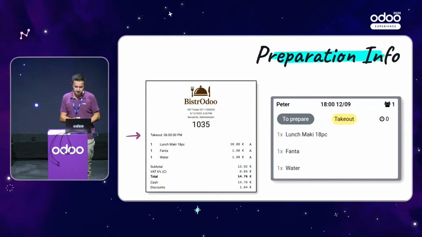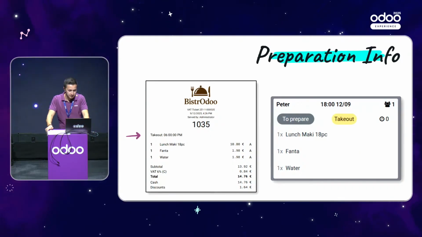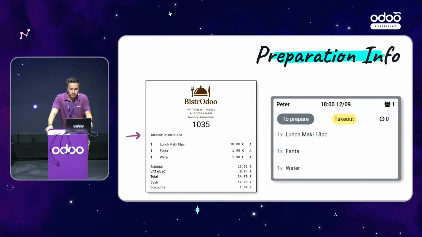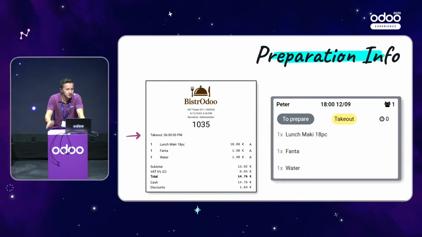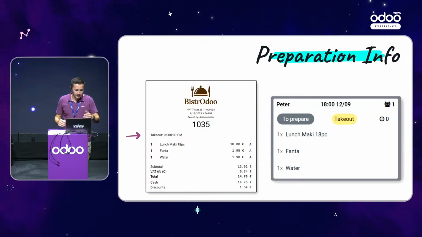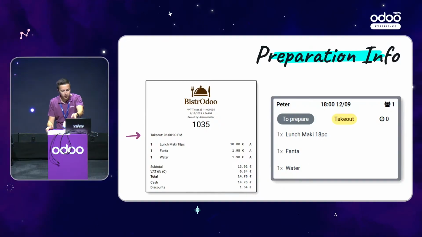Preparation display, I was speaking about that. Also in the receipt, as you can see, maybe it's less important on the receipt, but as well, you have the information of, okay, which client was it? It was a client for takeout at 6 p.m., okay. And as you can see, this is the same order that I took.